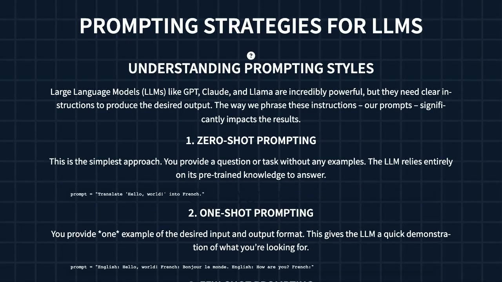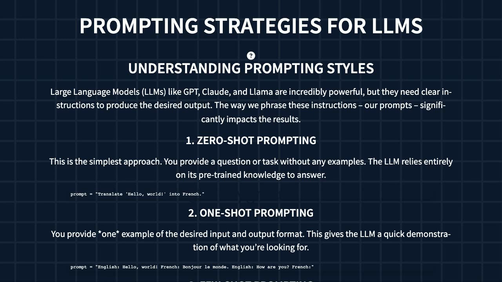Okay, let's talk about how we guide these massive language models. Basically, there are three main ways you can prompt an LLM. That's the instruction you give it. First up is zero-shot prompting, where you just throw a question at it and expect the best it can do based on everything it's already learned.